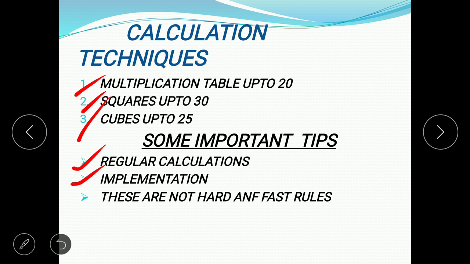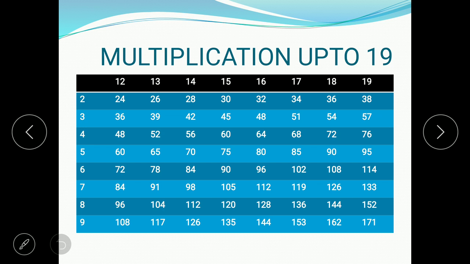Next, we have to implement these techniques in our examinations. These are not hard and fast rules, because you may forget these techniques in the exam. Then you have to shift to the original ways or the normal ways we used to do in our school days. So here is the multiplication table up to 19. I hope you all know the multiplication up to 11. The complication starts from 12 to 19, and 20 is easy.